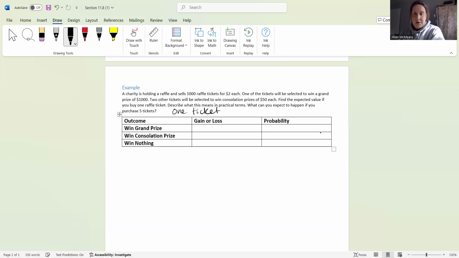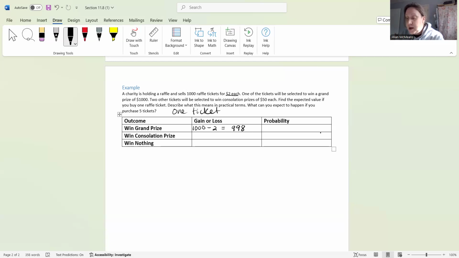Okay. Now, the cost of a ticket is $2. Okay. So if you buy a ticket, it's going to cost you $2 no matter what. Now, if you win the grand prize, you're going to win $1,000, but don't forget you paid $2 for your ticket. So that means your gain here is really only $998.